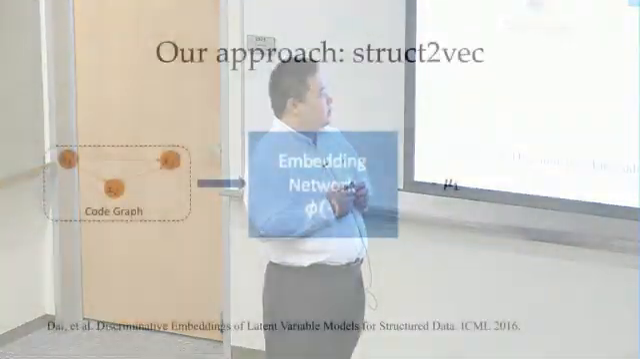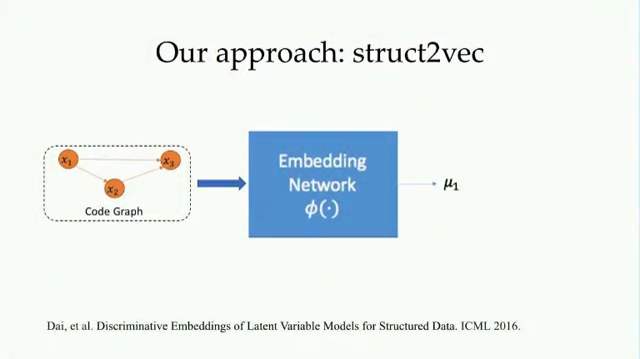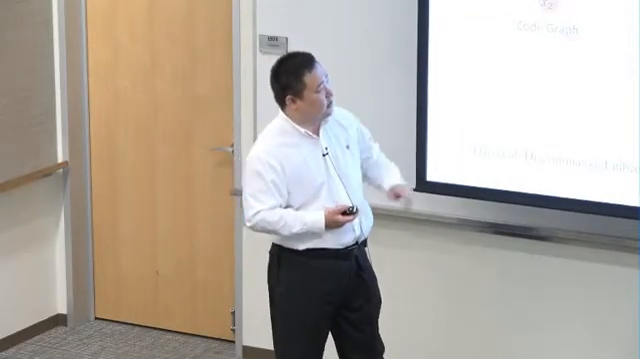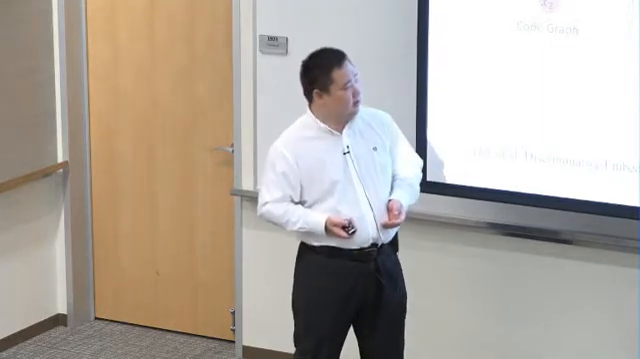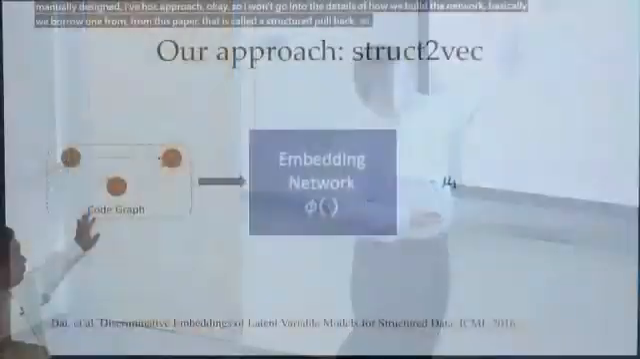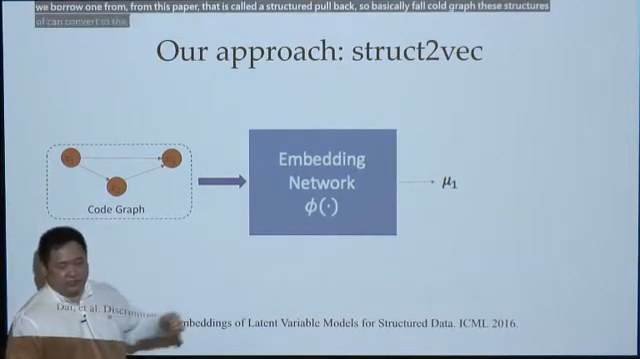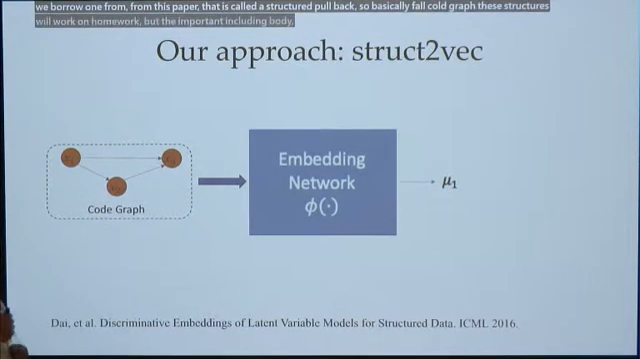Okay, so I won't go into the detail of how we build the network. Basically, we borrow one from this paper that is called structure2vec. For a code graph, structure2vec can convert the input into the embedding. And then the real problem is how do we train this network?